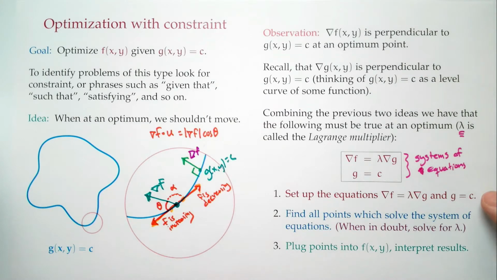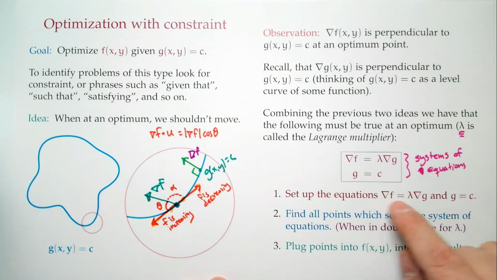And we have the following set. Gradient of f equals lambda gradient of g, and g equals our constant. So in other words, the constraint. We have the constraint plus this extra fact that our gradients have to be parallel. Now, we find all the points which solve this system of equations.